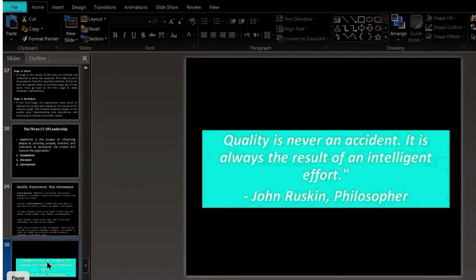You have to remain flexible but firm as a leader, and that would show your commitment to your work. So that is something very important. And as a leader, you really need to understand that quality is never an accident. It is always the result of an intelligent effort.